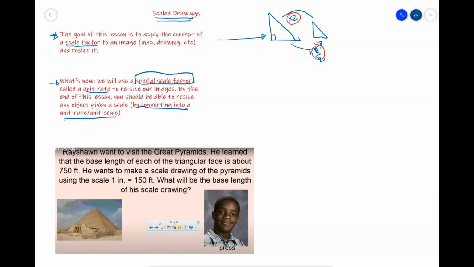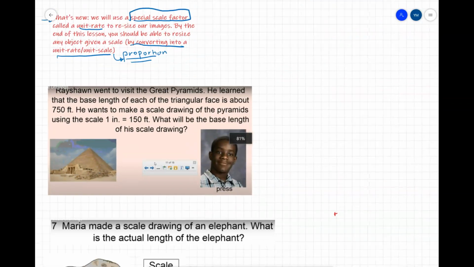Now, I'm going to just introduce this idea of a proportion. I'm going to give you some extra practice so that you're able to understand this idea. This vocabulary word is what's going to take us to the next unit. Unit rates are connected to proportions, and when we're learning math, we want to know how different topics are connected. So again, today we're learning about a special scale factor called the unit rate, also known as a proportion. All right, enough talking, let's get into the example.